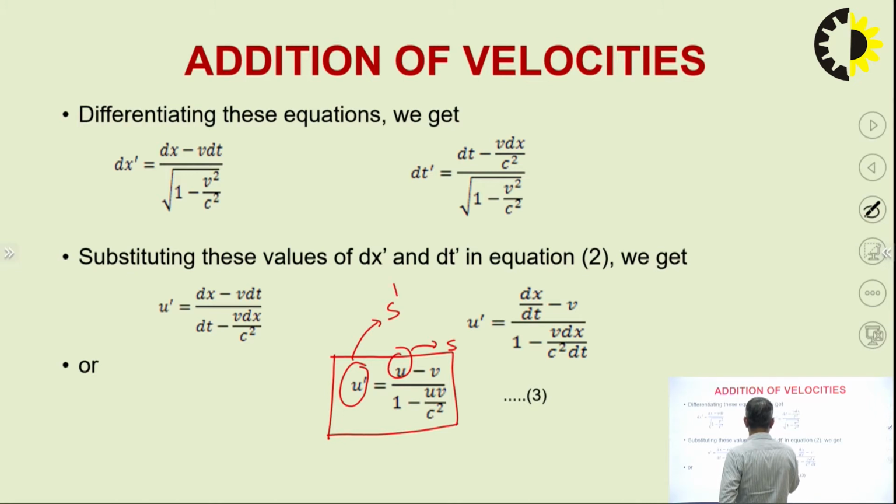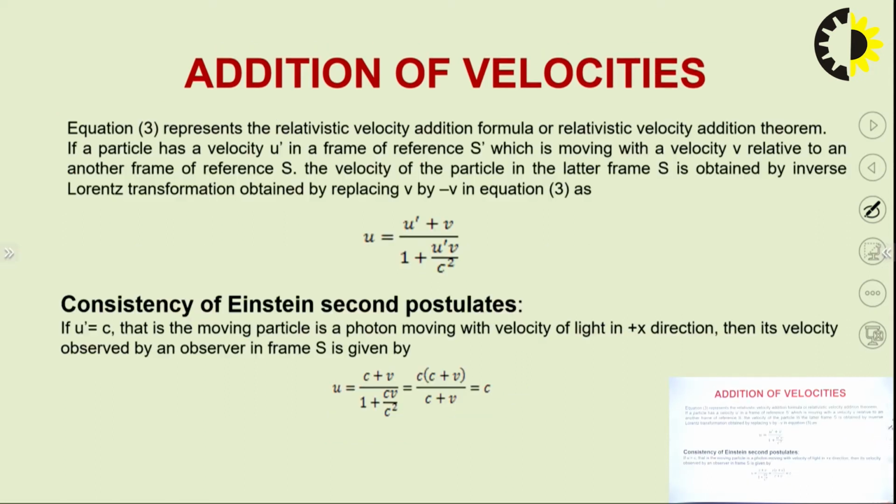So, u prime is with respect to frame S prime, and u is with respect to frame S, and v is the relative velocity between frames S and S prime. This is the equation which we are going to use in variation of mass. This is basically the direct equation, and if we invert it, we get the inverse velocity transformation.